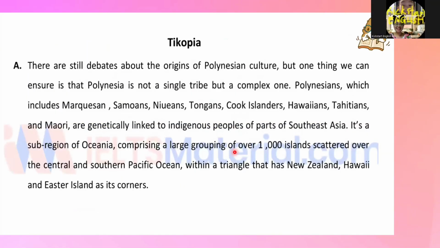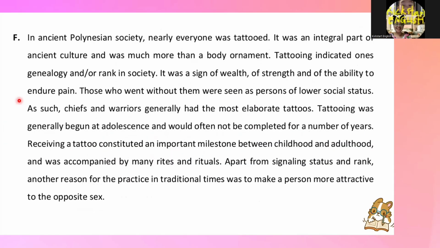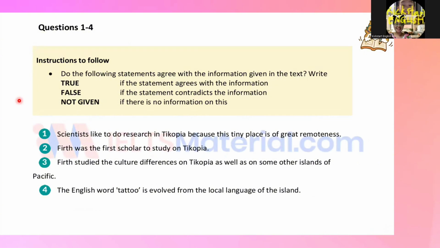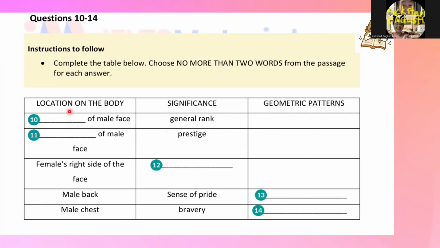This reading passage is entitled Tikopia. It has 9 paragraphs. Most IELTS academic reading passages have a maximum of 10 paragraphs, and today our reading has just 9, from paragraph A to paragraph I. The types of test that we have are first, true, false, or not given; second, labeling of diagram; and third, completing of table.